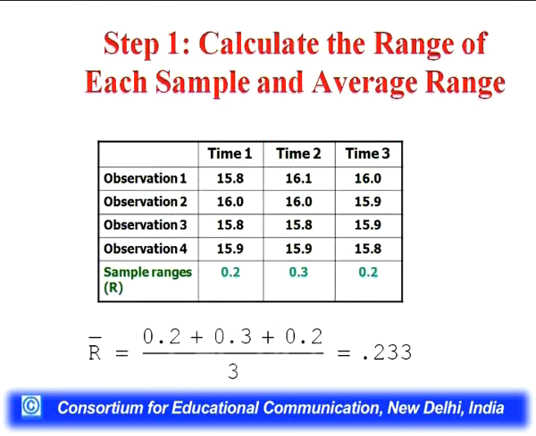Step 1: calculate the range of each sample and the average range. Time 1, time 2, time 3, observations 1, 2, 3, 4, and the readings are taken, and each time we take the range. The range calculated at time 1 is 0.2, time 2 is 0.3 and time 3 again 0.2, and the average range is taken as r bar. Summation of all these 3 readings divided by 3 gives us 0.233. It is r bar, the mean of the range, 0.233.